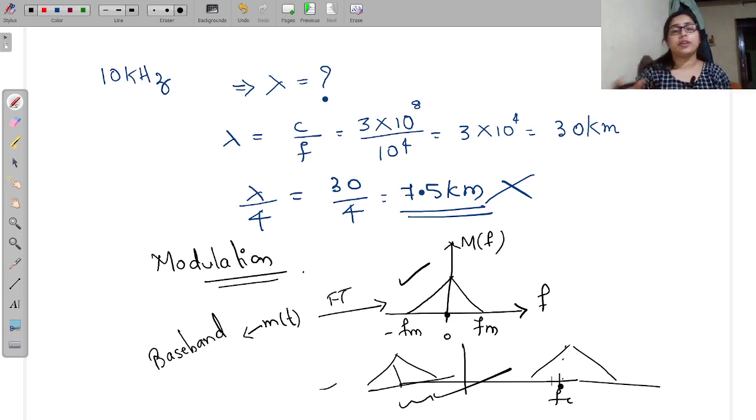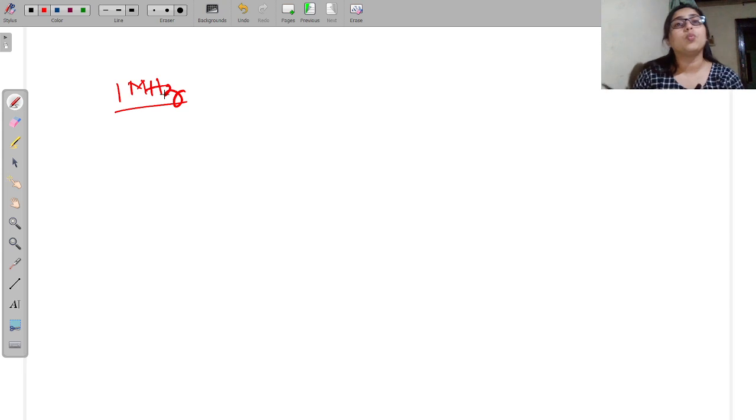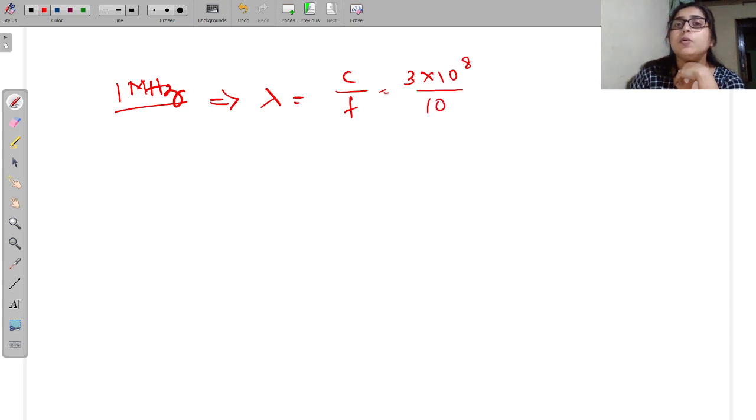So there is a shifting in the frequency spectrum. Okay, so that is your modulation. Now, for the high frequency signal, shall I consider it as 1 megahertz? Okay, I am going to consider a 1 megahertz signal. So if I consider 1 megahertz, what is the lambda of this? It is c by f: 3 into 10 to the power of 8 divided by 10 to the power 6. So this is 300 meter.